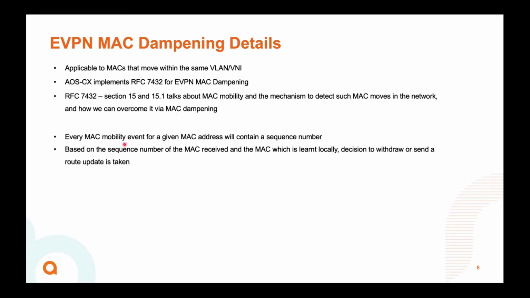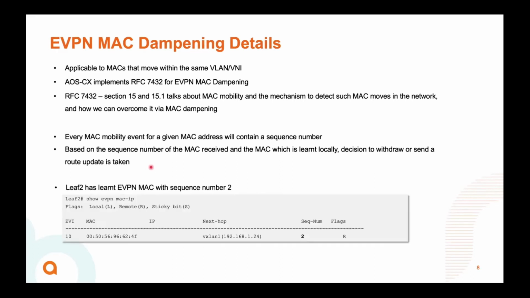An important thing to take note of is that every MAC mobility event for a MAC address will contain a sequence number. So this is the important part. Based on this sequence number, the decision will be made whether to withdraw it or send an update. Okay? So let's take a look at what this looks like.